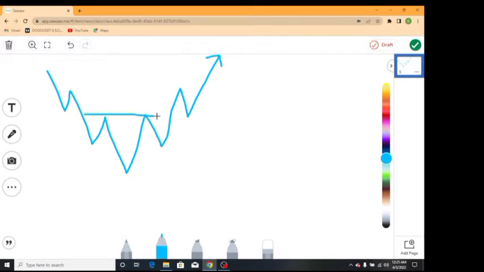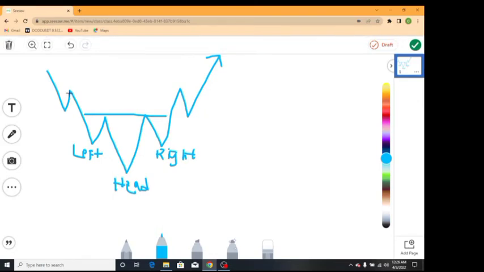As you can see, this resembles a person inverted. This is the left shoulder here, this is the right shoulder here, and this is the head. So this is the left shoulder, this is the right shoulder, this is the head. You notice price coming down, trending, coming like this, and it retraces a bit.